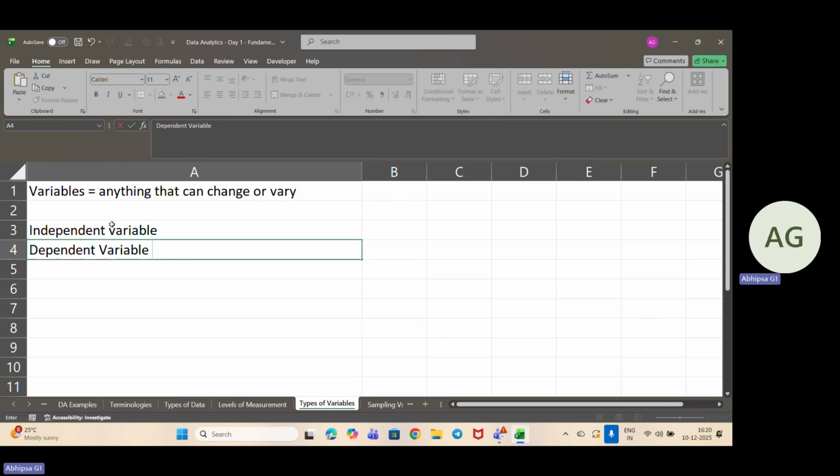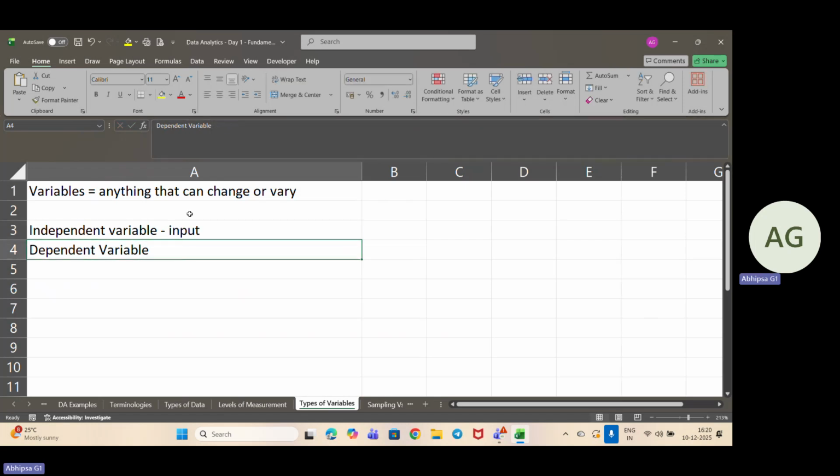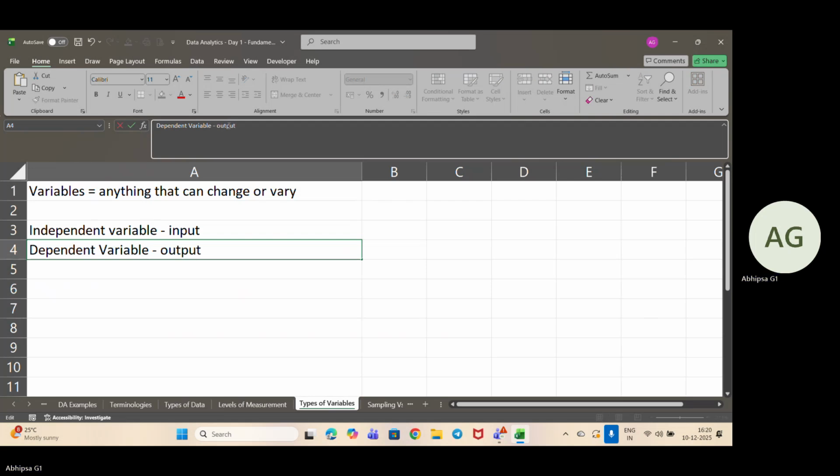What is this dependent variable? That is the effect or the output. Independent variable is the input. What is this? This is the input. But dependent variable, this is actually the output. Okay. So this is what changes. Like dependent variable, this is what changes because of the independent variable.